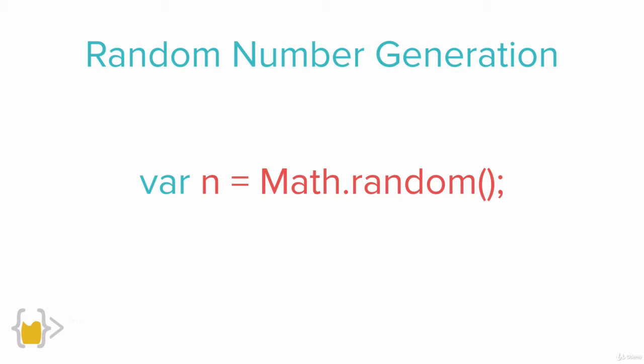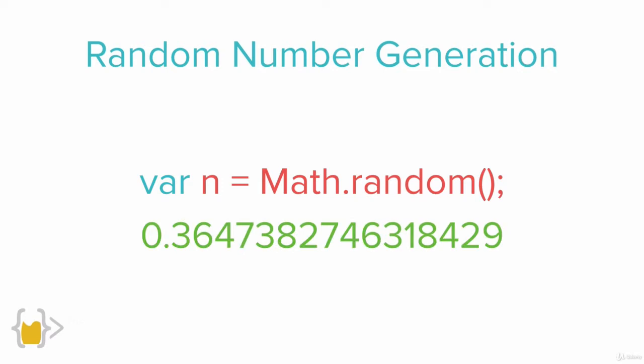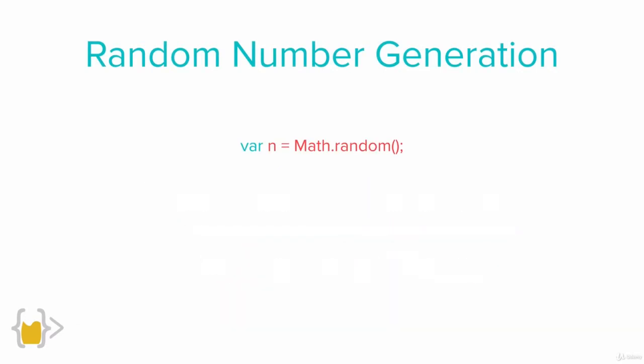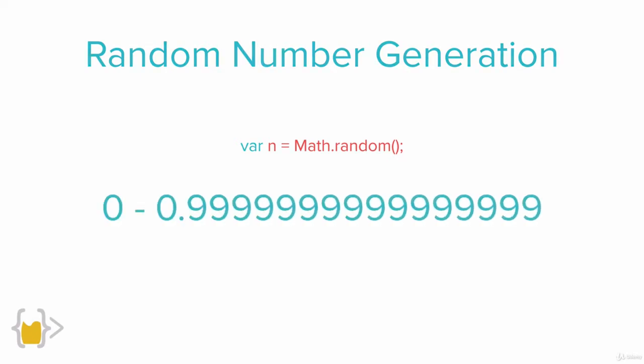So JavaScript has a really handy way of generating random numbers. As you can imagine, especially when you're creating things like games, you need a lot of random numbers to be generated. So you can do this using JavaScript by simply writing Math.random. And this is a function that generates a random number. The random number that gets generated is a 16 decimal place number, and it can be any number between 0 and 0.9999999. So essentially, it never reaches 1.